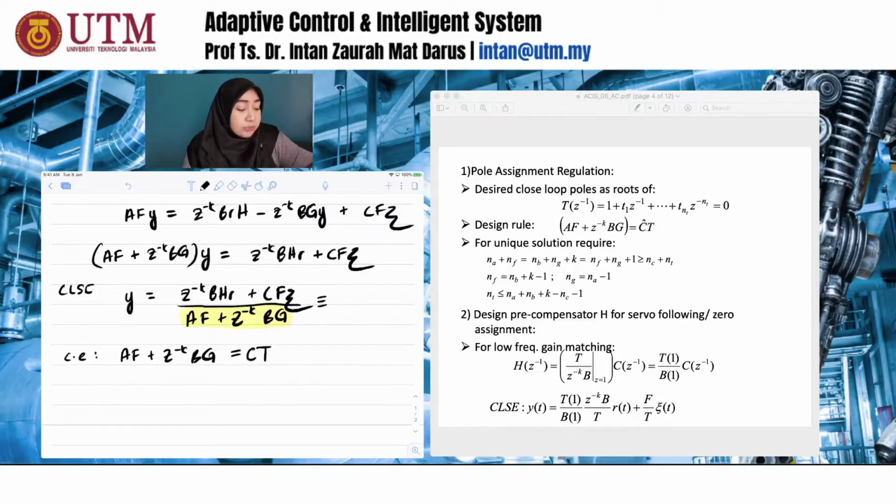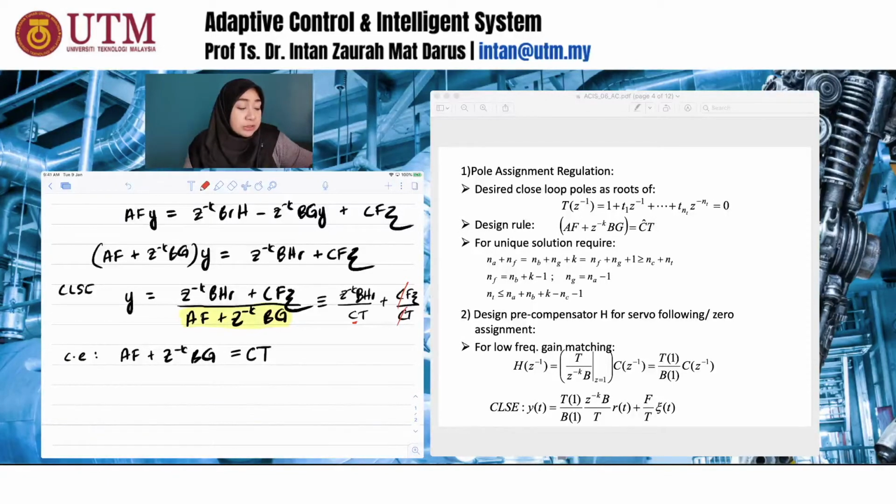When we do that, what happens is that your closed loop equation will become Z minus KBH R over CT plus CFZ divided by zeta divided by CT. So that polynomial C will be cancelled out at your noise. But you can see that there is a polynomial C there. We will see that will actually be affecting our controller H later on, when we derive our controller H.